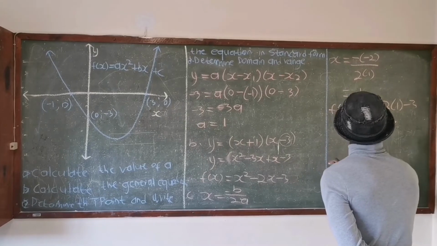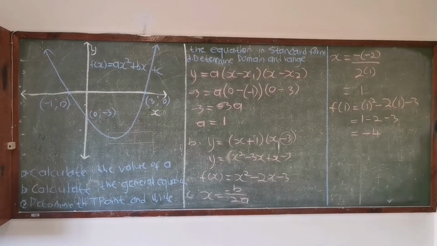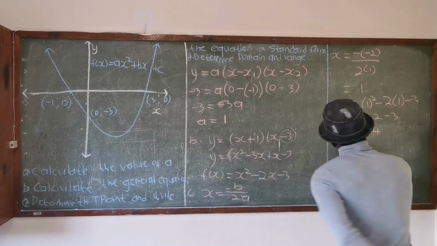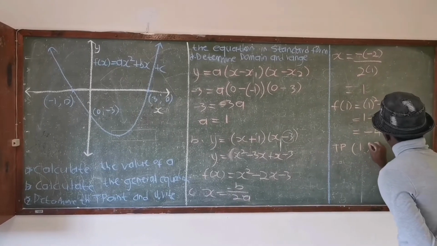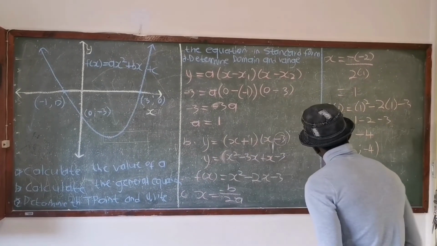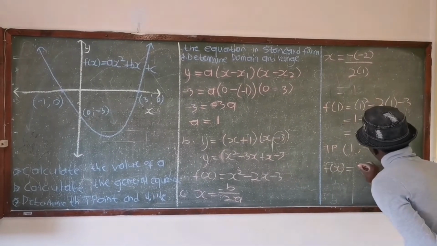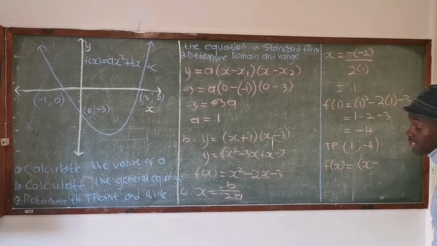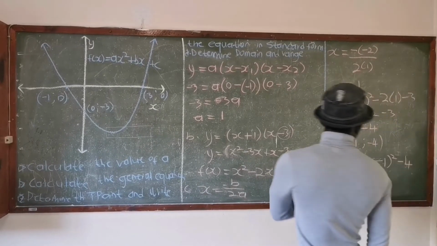So, which can be said that our standard equation, or our turning point, let's first begin with the turning point. Turning point TP is going to be 1 and negative 4. So we're going to write this in standard form. In standard form, it's going to be f of x equals x minus 1 squared minus 4. So this is the standard equation.